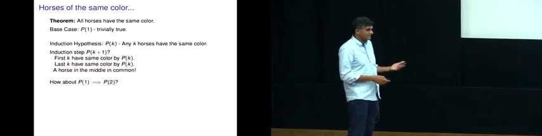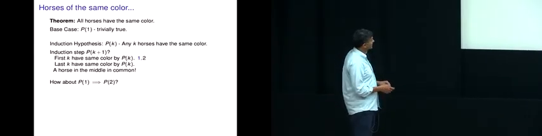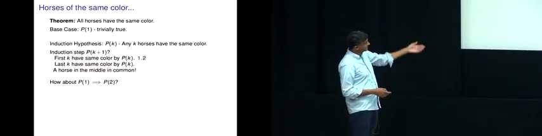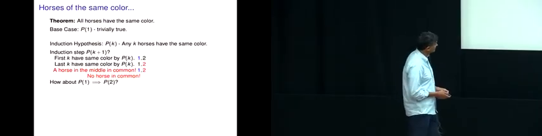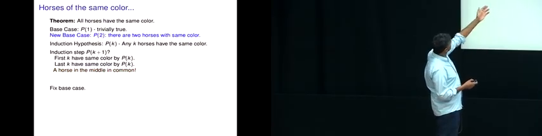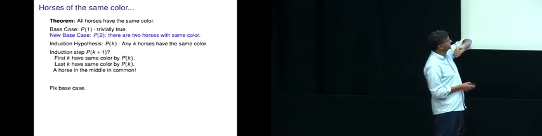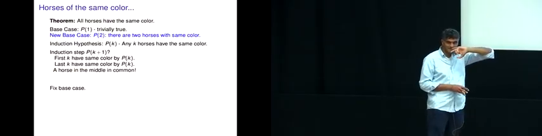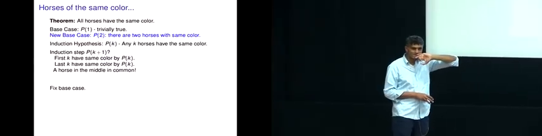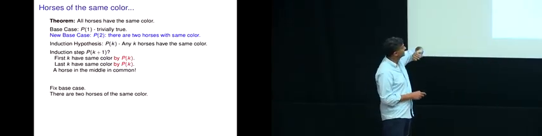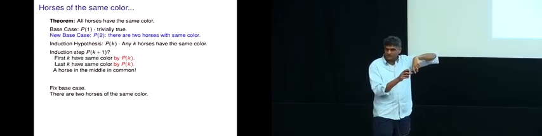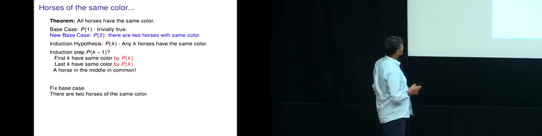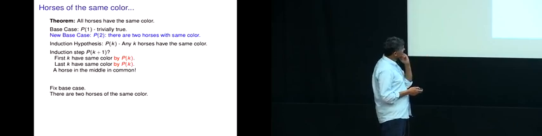So the problem is that the base case is wrong, or something about the base case. So we can fancy up the base case, obviously. We just fix the base case and say, the new base case is there are 2 horses with the same color, right? That's fine, and then we could run the proof, because we only needed 2 to get a horse in the middle. We can get to 3. But, so there are 2 horses of the same color.